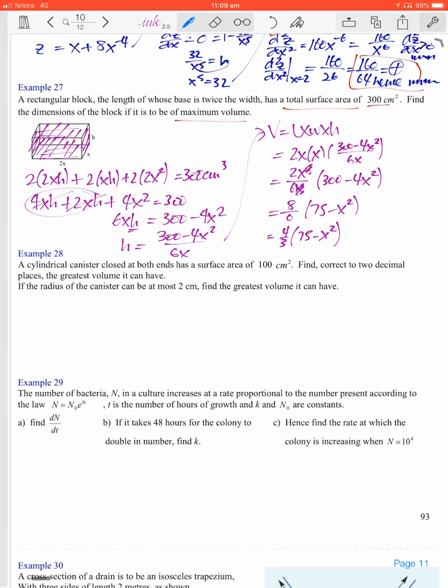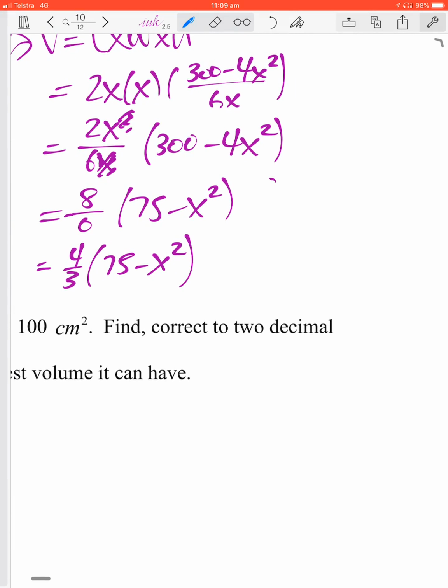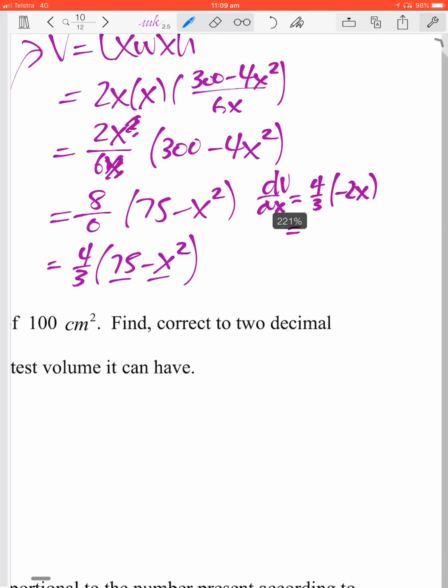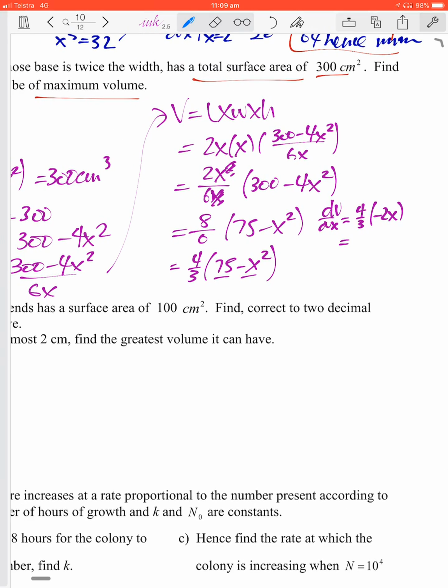Okay, so we've got our volume, but I want to maximize the volume. So dV dx is equal to, now if we differentiate this, when you differentiate 75 it disappears. When you differentiate negative x squared, you're going to have 4 on 3 times negative 2x, which is, have I stuffed something up here? There's an x on top. It's going to equal 0, so that's wrong.